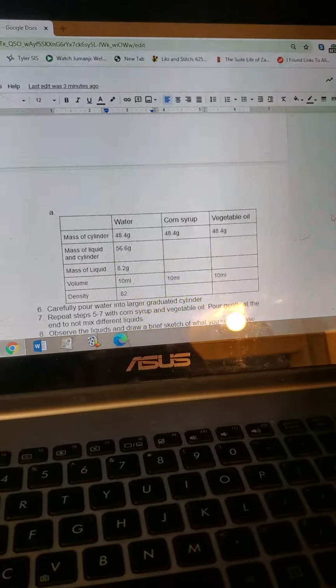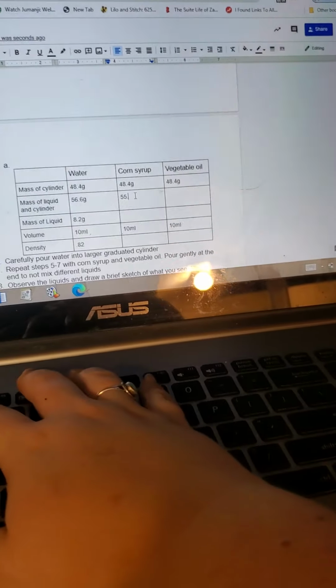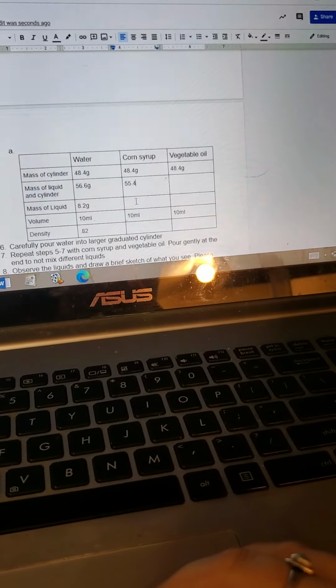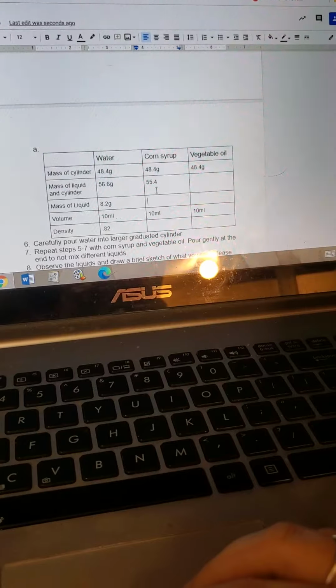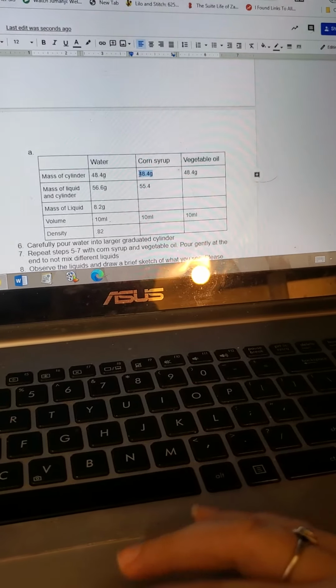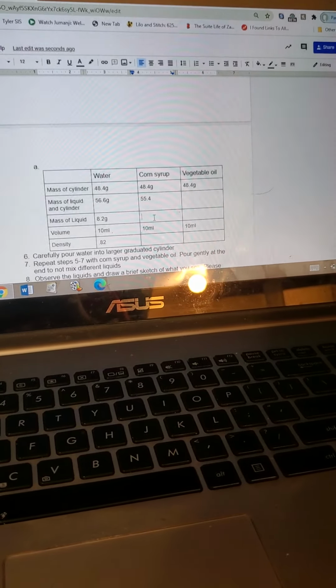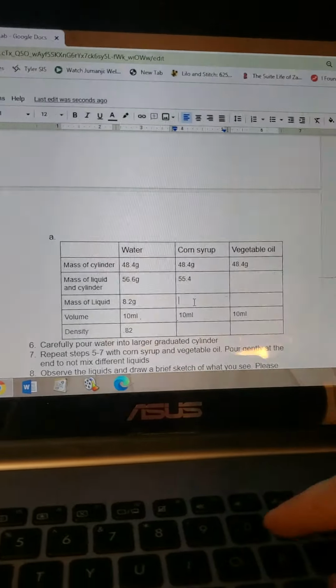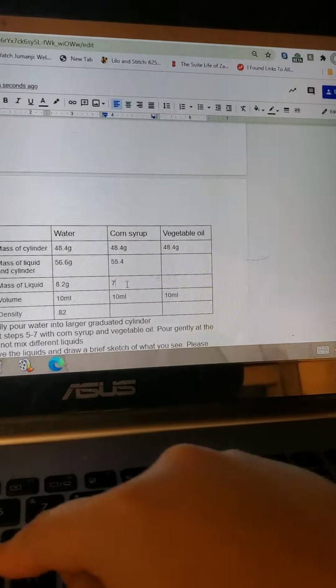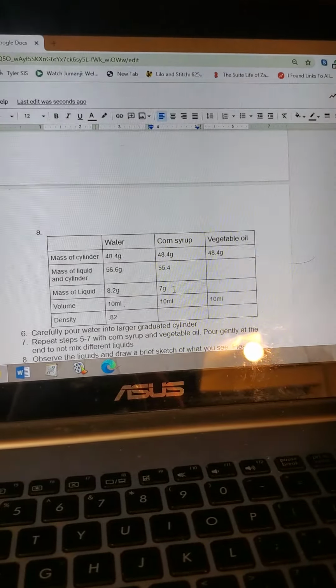So let's go back here. 55.4. Okay, so therefore, once again, you're going to take this value minus this value, and you're going to get the mass of your liquid. I'm going to give you a second to calculate that. What you should get is 7 grams even, because that's the difference between 55 and 48.